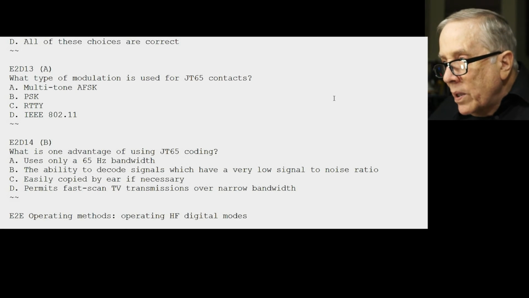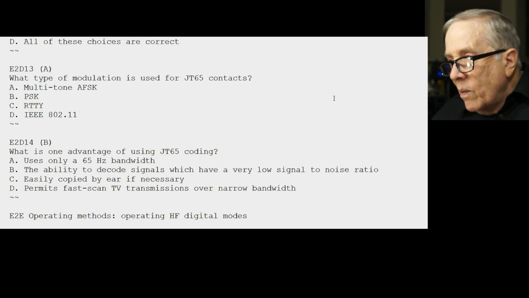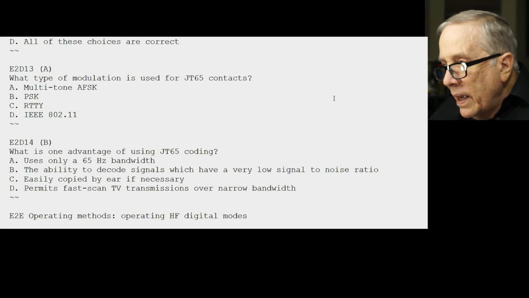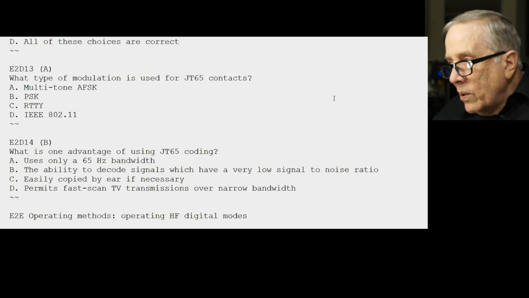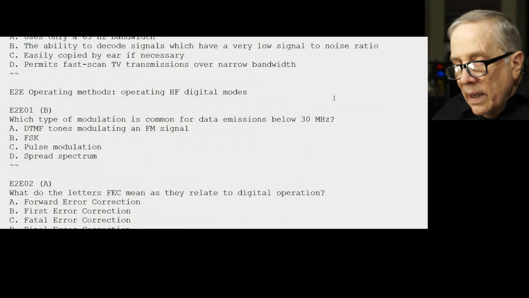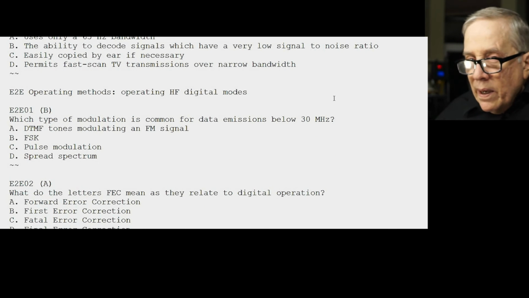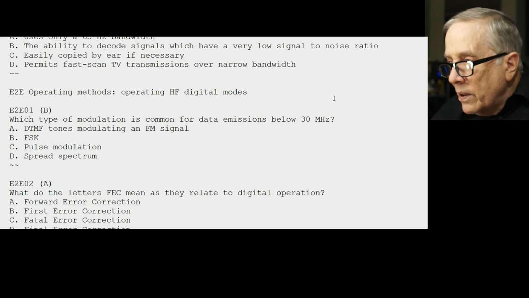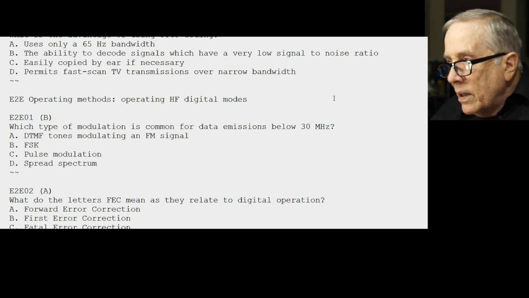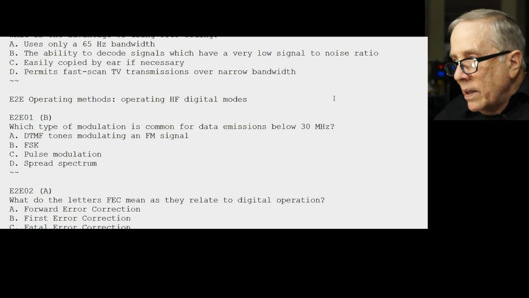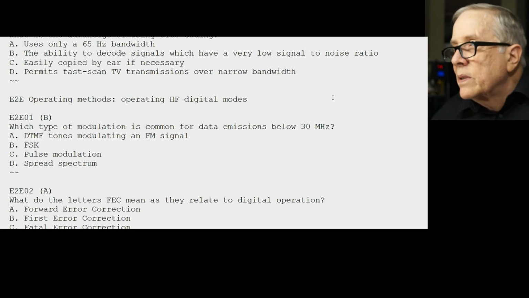E2D14, what is one advantage of using JT65 coding? And the answer they give is the ability to decode signals which have a very low signal-to-noise ratio. And again, I worked a guy in Mozambique. I couldn't hear him. Listening to the headphones, there was no signal there, but yeah, I got a report and the whole thing. Okay, on to operating methods for HF digital modes.